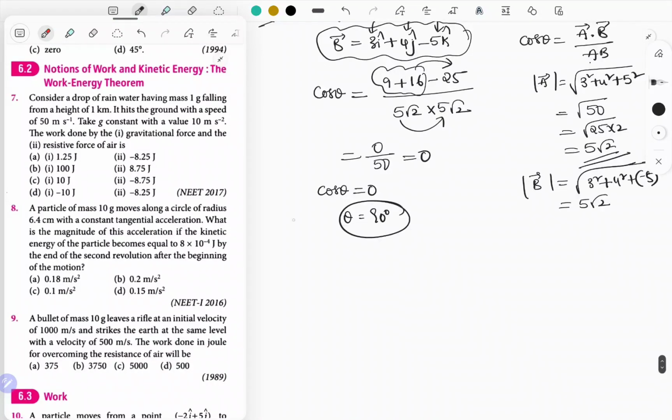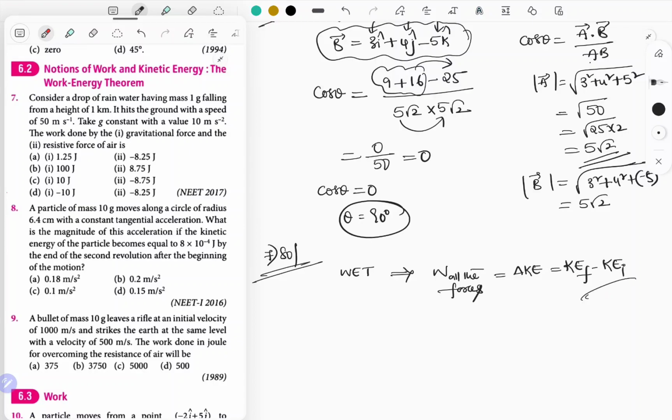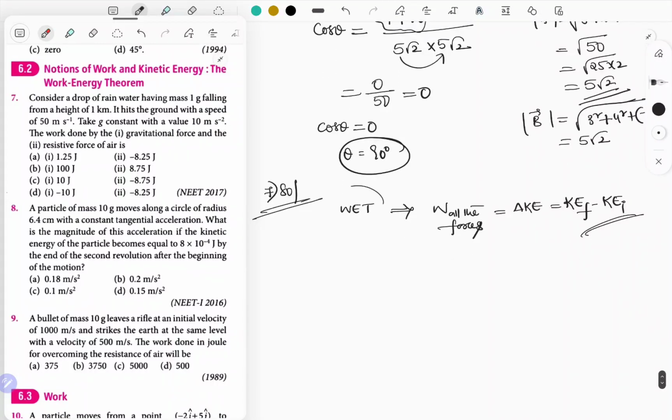Okay, let's move on to the next question, the 7th question, which is based on the notions of work and kinetic energy and the work energy theorem. What is the work energy theorem? The work energy theorem states that work done by all the forces is equal to the change in kinetic energy, which is final kinetic energy minus initial kinetic energy. This is the work energy theorem. Okay, let's try this question.